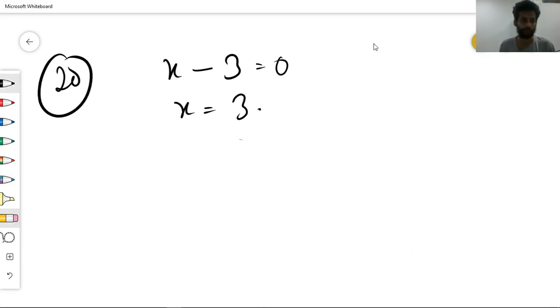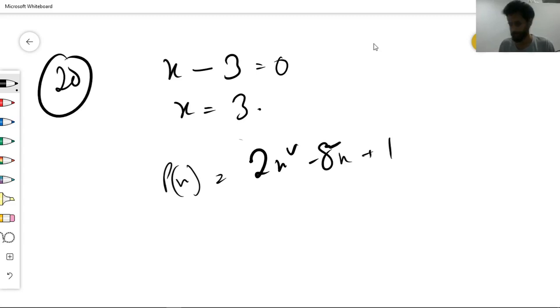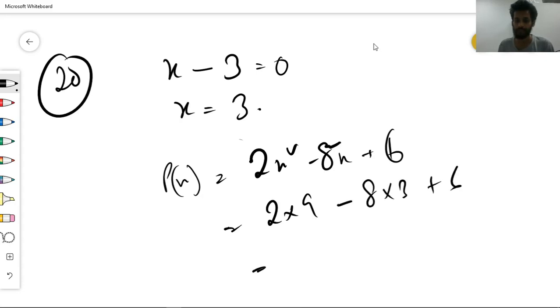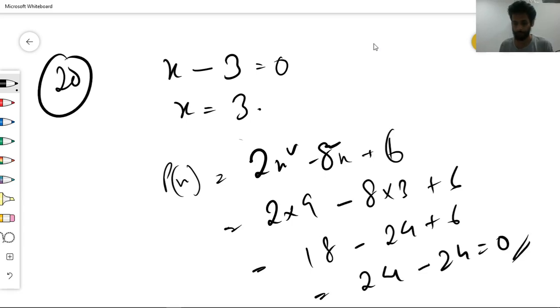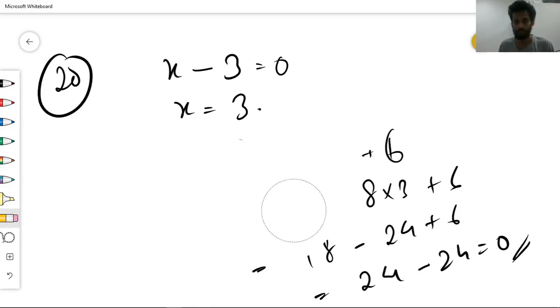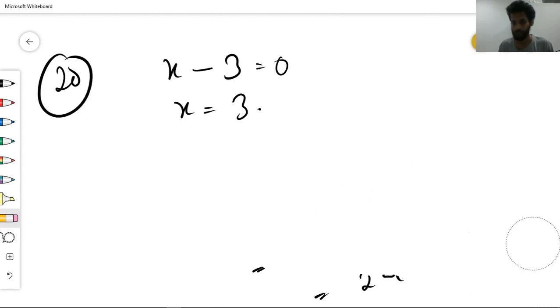After that, Px is 2x square minus 8x plus 6. Here also we will put the value of 3: 2 into 9 minus 8 into 3 plus 6. So 18 minus 24 plus 6, it will be 24 minus 24, it will be 0. So it is wrong again. This is again a factor. We have to find the one that is not a factor. So the last one is left. Obviously the last one will be the answer because the others are not satisfying this.